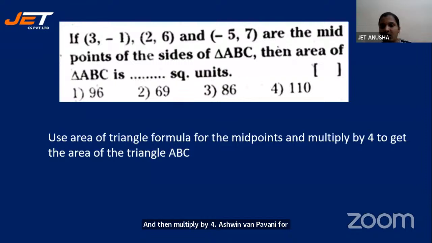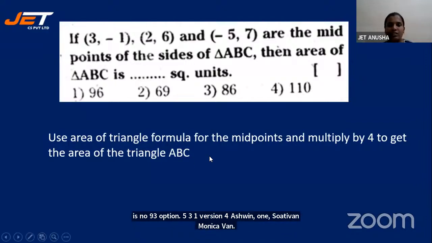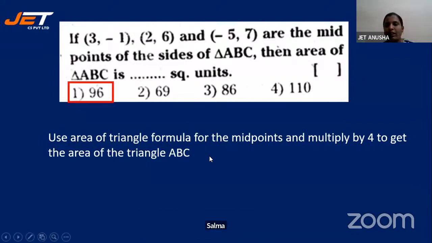There is no 93 option, Ramcharan. Gayatri 1, Varsha 4, Ashwin 1, Akshaya 1, Swati 1, Monica 1, Salma 4. So let's see what is the correct answer. 1 is the answer. Pavani, Sai, Renuka, Jessica. Few gave me correct answers. Mahesh and Taruni. Very good.